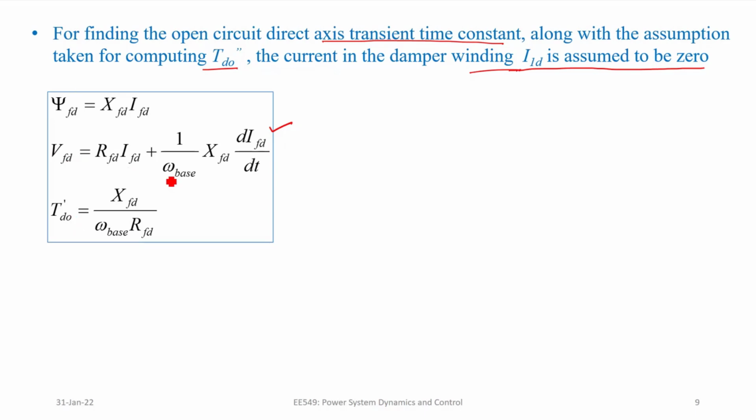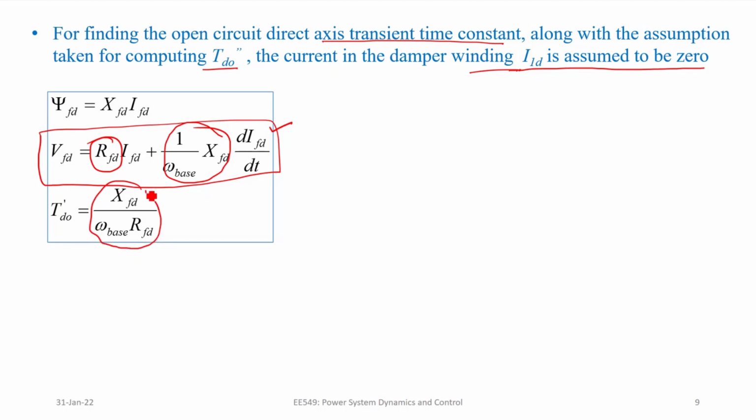Now from this equation, of course, very easily I can find the open circuit d-axis transient time constant. I can find it easily from this equation. If we consider this voltage equation, I can easily find it out. So TDO dash will be equal to XFD by omega base divided by RFD. So this will be your open circuit d-axis transient time constant.